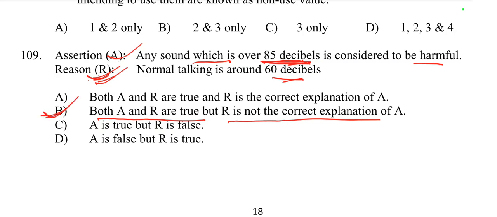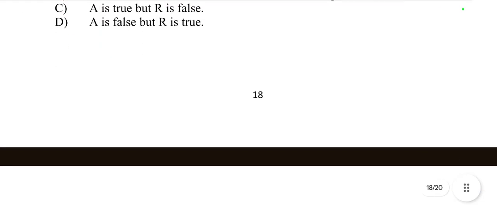Here 85 decibel is considered harmful, but why it is harmful is not given in the reason. So reason is not the correct explanation of assertion. So option B is right.